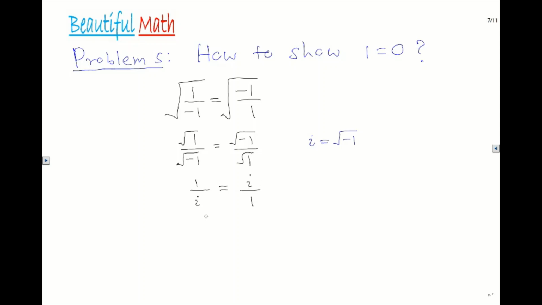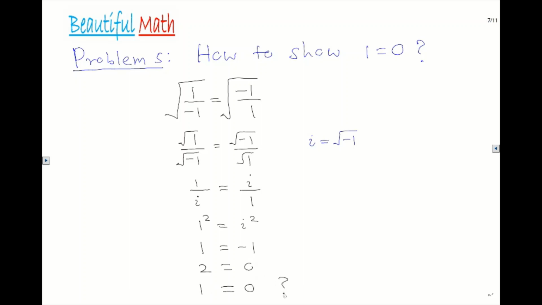Now we can cross multiply. When you cross multiply, you get 1 squared on this side and i squared on the other side. So 1 squared means 1, and i squared is negative 1. If you add 1 to both sides, this is simply going to be 2 equals 0. And then if you divide by 2, you're going to get 1 equals 0, as expected.